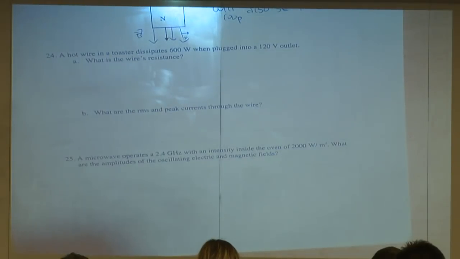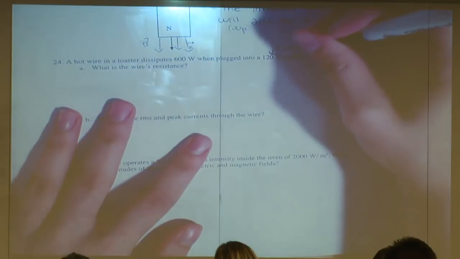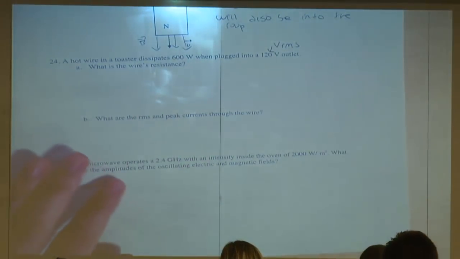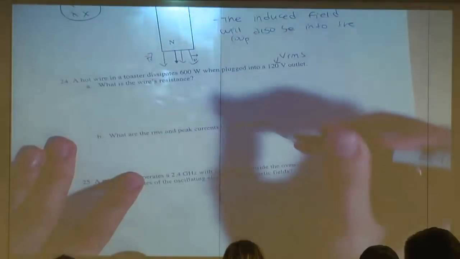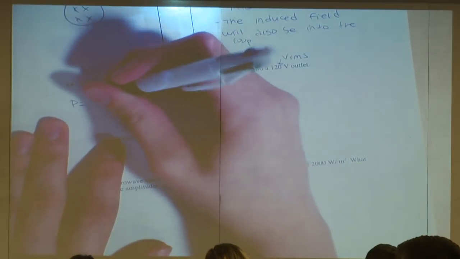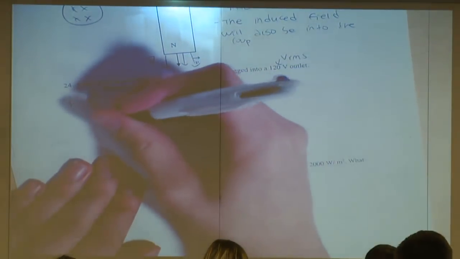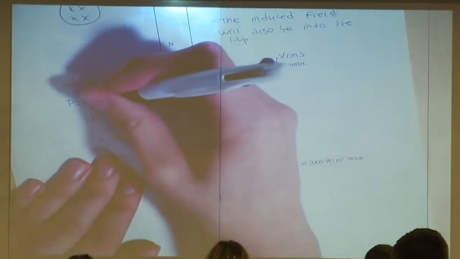So we know that this is the VRMS. To find the wire's resistance, P equals V squared over R. We're just going to use this equation. I know I'm going kind of fast, but we're running out of time. So if we rearrange that, and that's going to be RMS.